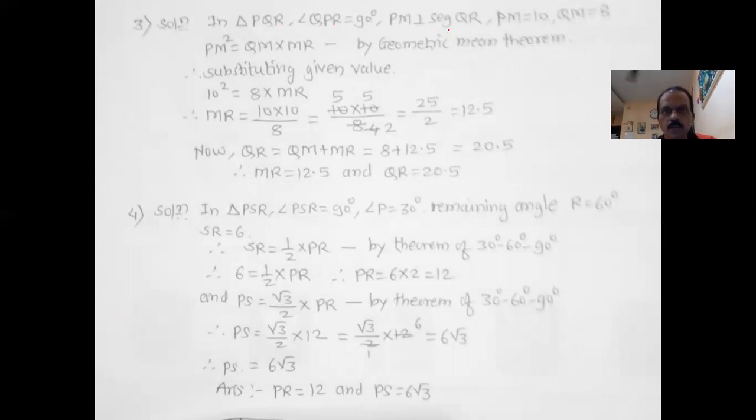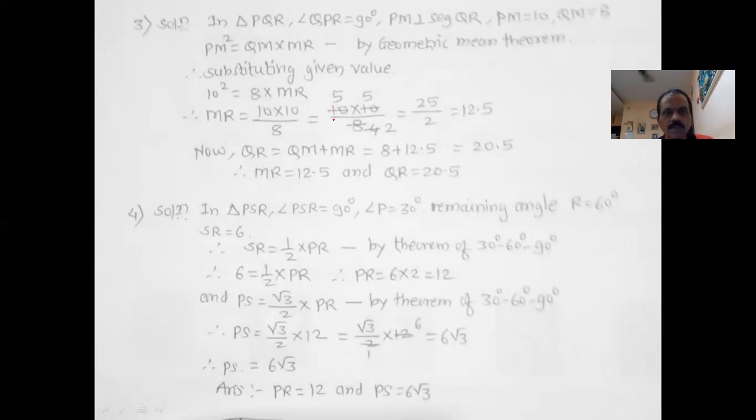PM is perpendicular to segment QR. PM is equal to 10 and QM is equal to 8. Then, by the geometric mean theorem, PM squared is equal to QM times MR. Substituting the given values, we get 10 squared is equal to 8 times MR. Therefore, MR is equal to 10 times 10 upon 8.